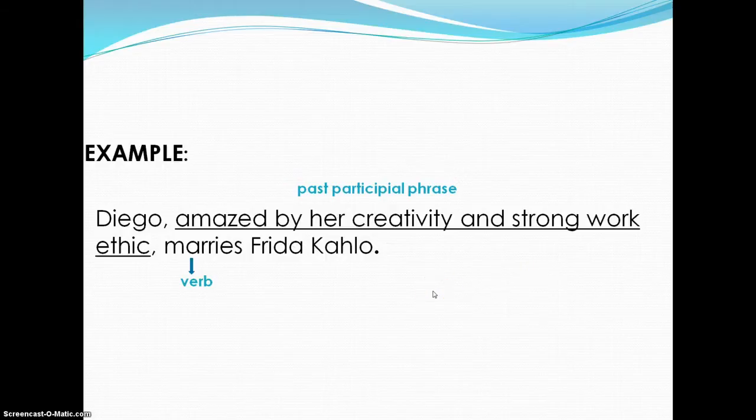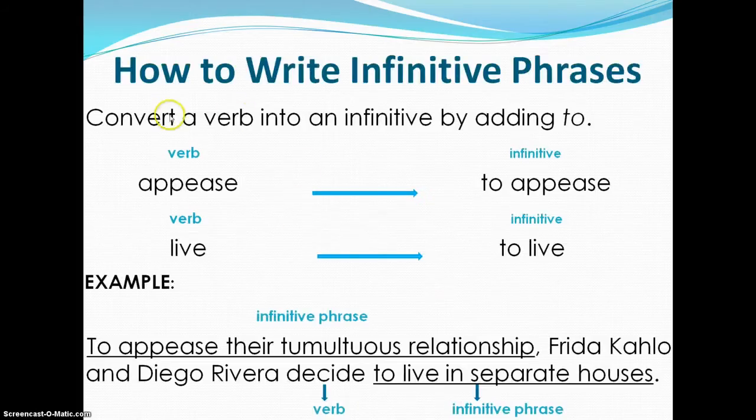So we have a third example, and that's how to write infinitive phrases. Convert a verb into an infinitive by adding to. So you have the verb appease, and we're going to convert it to an infinitive by adding to, to appease. We have the verb live, and we're going to convert it to an infinitive by adding to, and then we have to live. So this is your example.